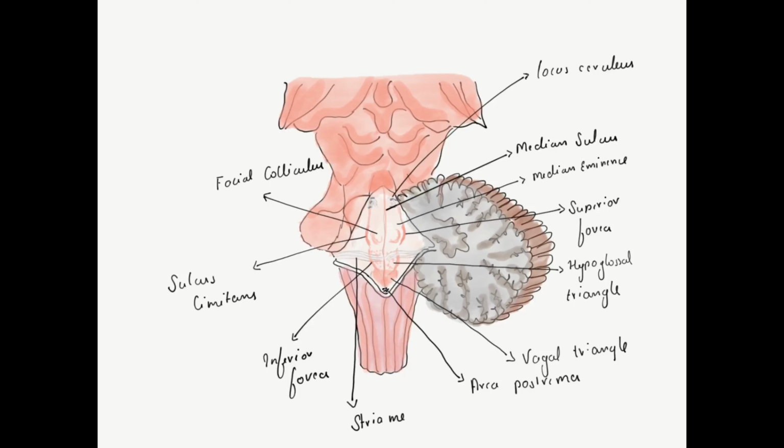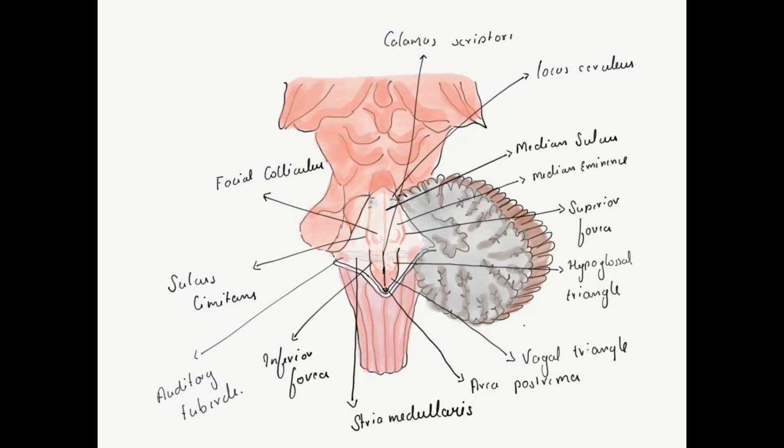The portion of the fourth ventricle that is lateral to the sulcus limitans is also called the vestibular area. It has an elevation called the auditory tubercle, beneath which we have the dorsal nucleus of the cochlear nerve.